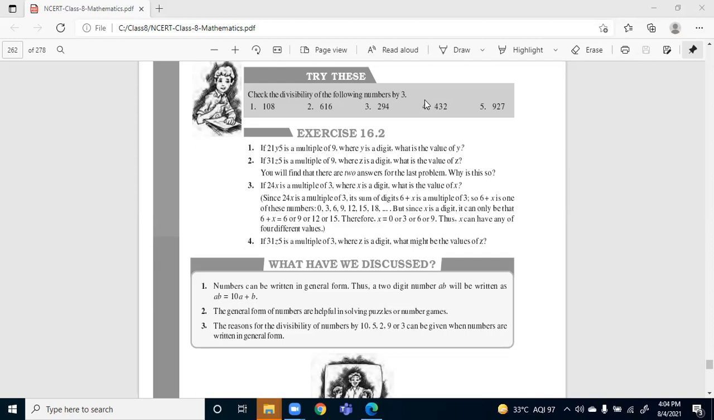Ma'am, the value of x is 3. There is only one value. Please check. If you say only 3, then you will get less marks. So please check what all the possibilities are. Okay, ma'am.